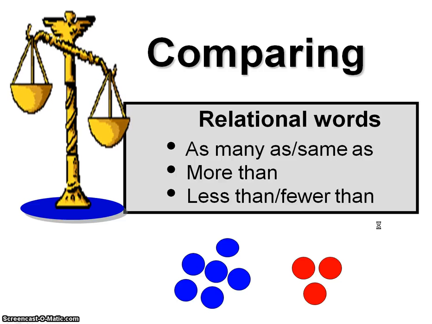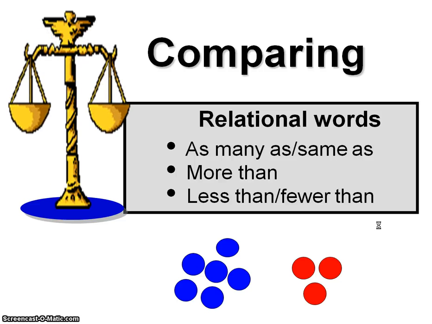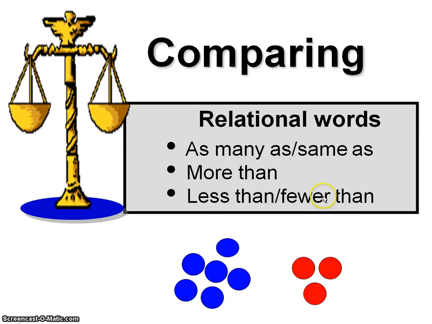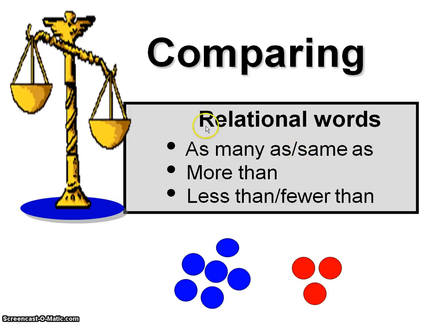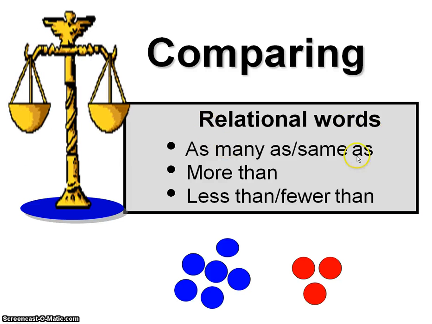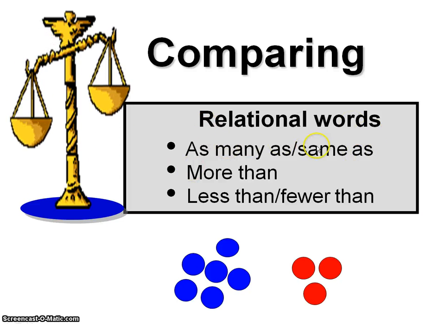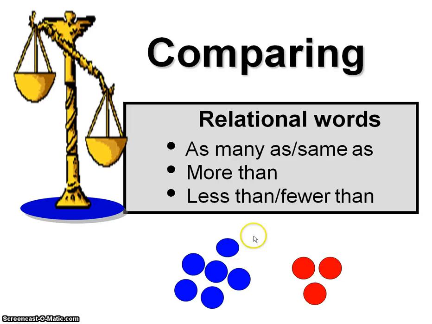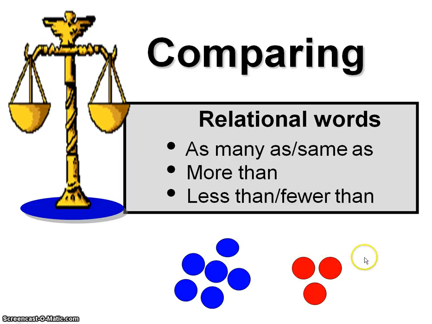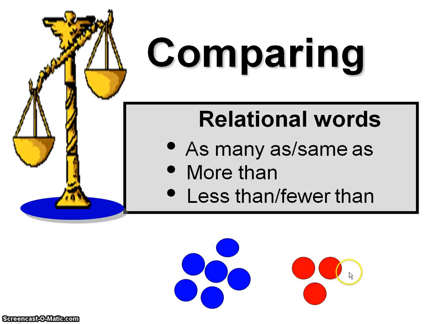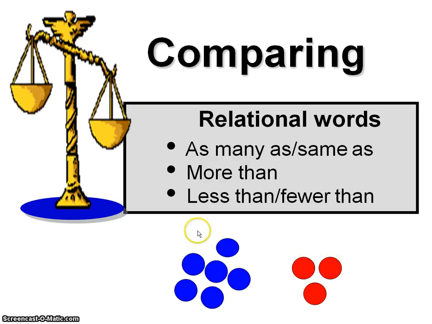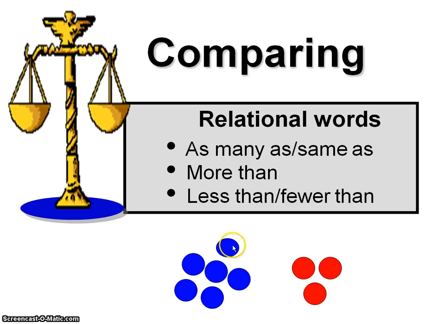What we're going to look at is comparing and a little bit to begin counting. As little children compare, they learn relational words: as many as, the same as, more than, less than, or fewer than. If there's a small number and the number is different, they can look without counting and tell there are fewer red or that there are more blue.